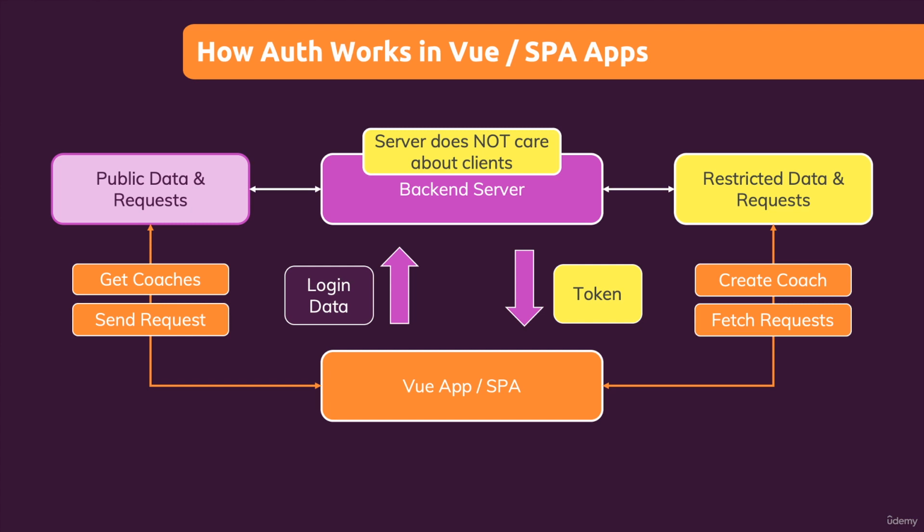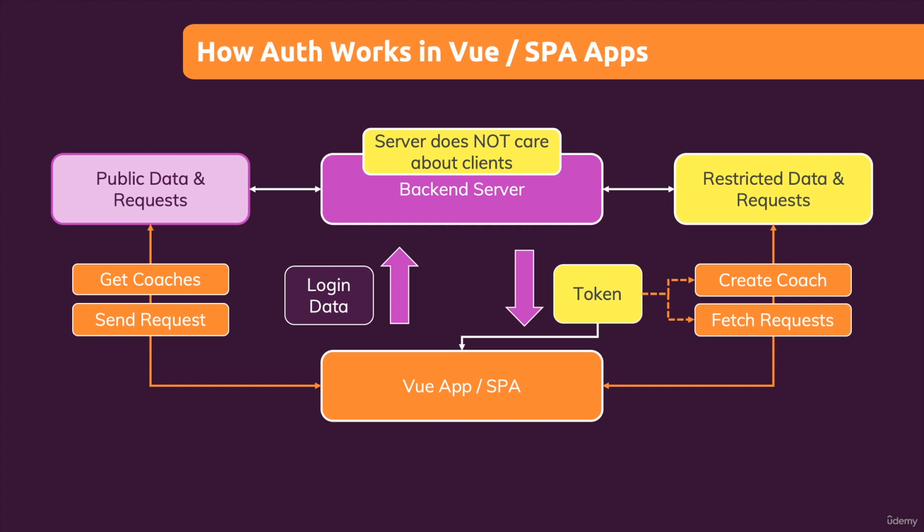So this token can't be faked. The token is then sent back to the client, and there we can store it. We can store it in Vuex or also in more permanent places like local storage. And the thing with that token now is that it can be attached to these outgoing requests to restricted resources.